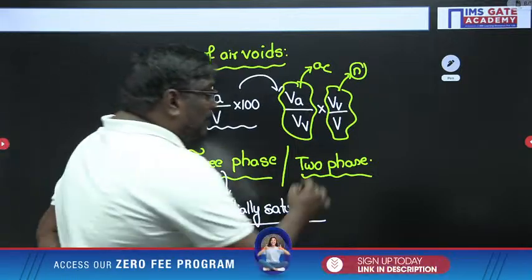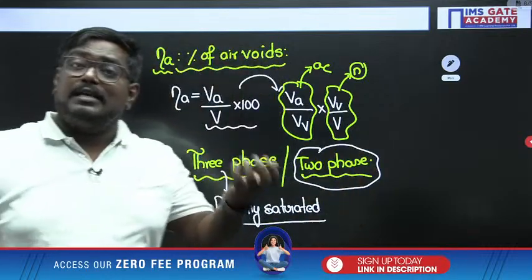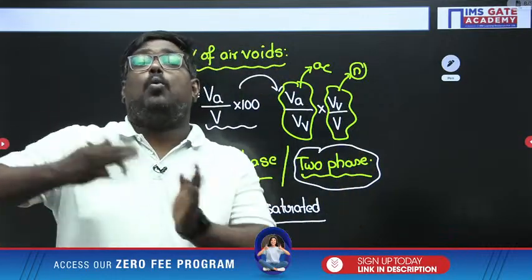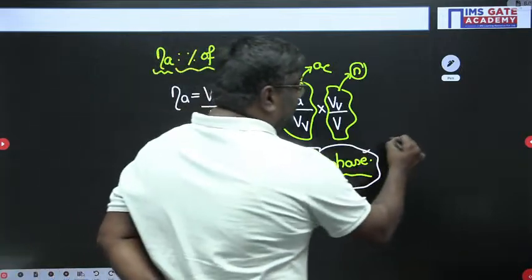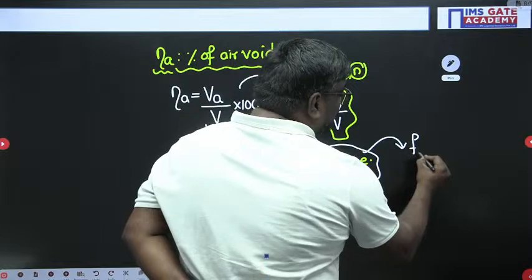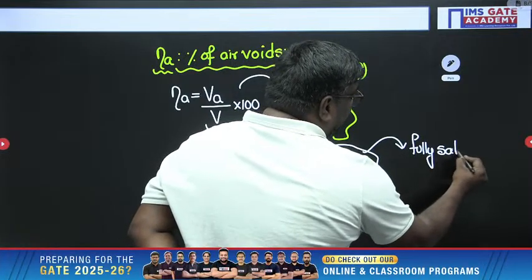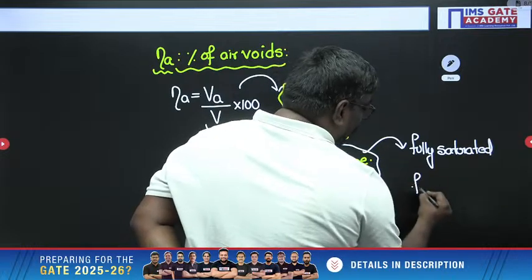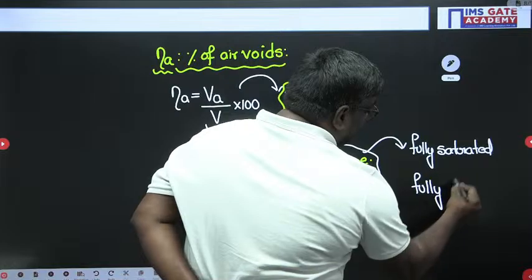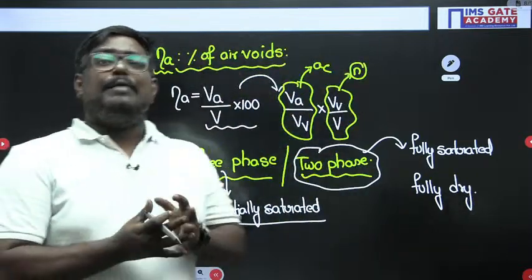But when I talk about a two-phase system, the voids are completely filled with air or completely filled with water. Some examples of a two-phase system are fully saturated soil, or, my dear students, the fully dry state also. So let me tell you, my dear students, how do you represent a soil?